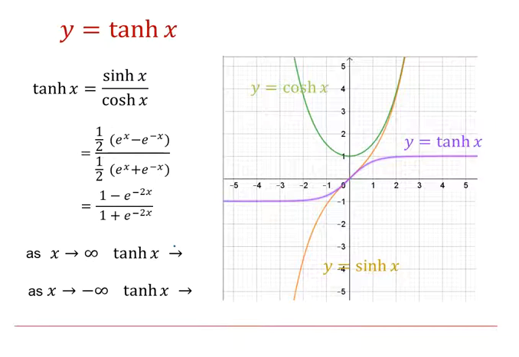And a couple of other important properties of tanh x. If we look at the graph, as x gets bigger and bigger, tanh x is getting closer and closer to 1, and as x tends to minus infinity, tanh x is getting closer to minus 1.